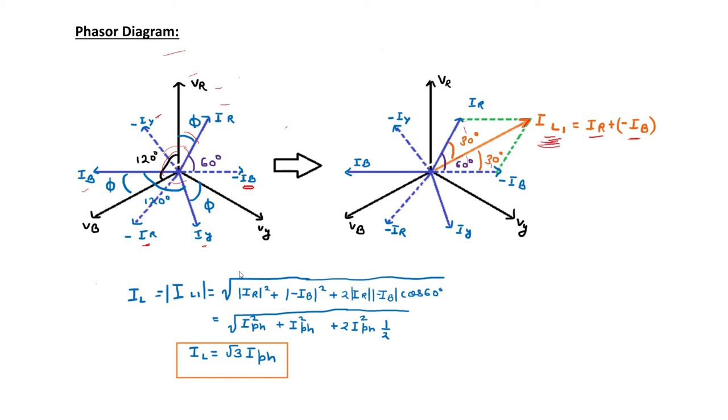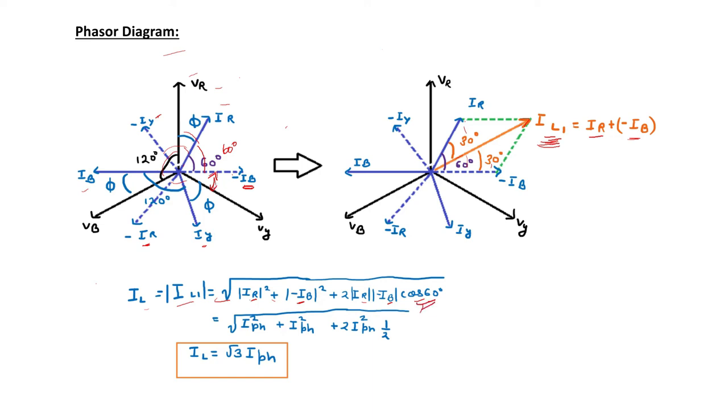by using the formula. So IL, the magnitude of IL1, is equal to the square root of the square of the magnitude of IR plus the square of the magnitude of minus IB, plus 2 into the magnitude of IR into the magnitude of minus IB, and then cos of the angle between them. So what is the angle between them? It is 60 degrees. It is quite similar to the voltage in star connected generators.